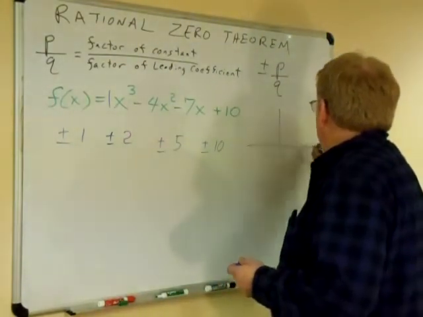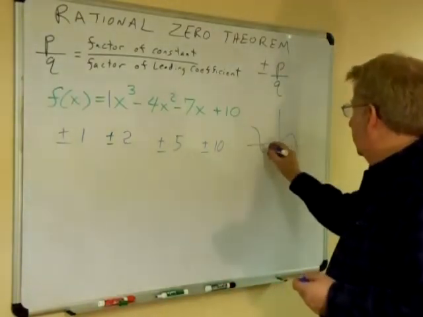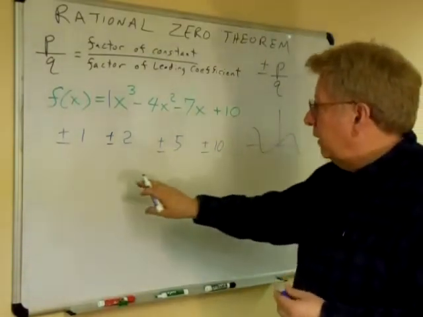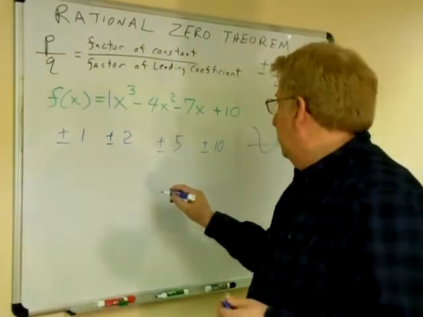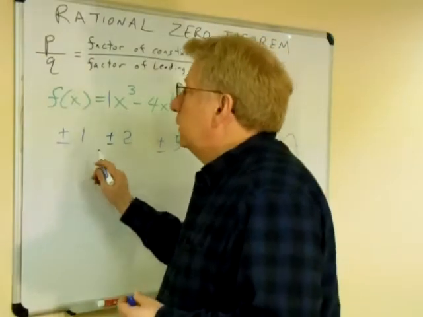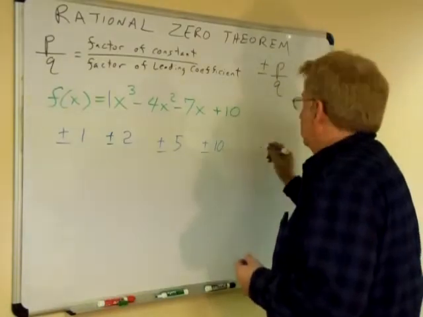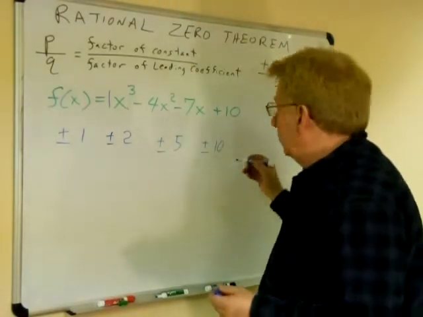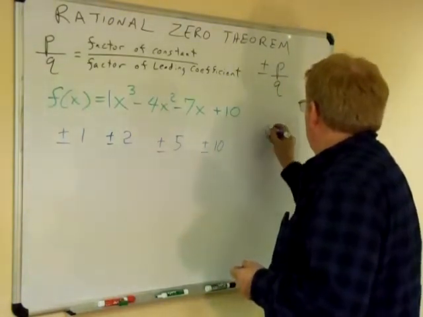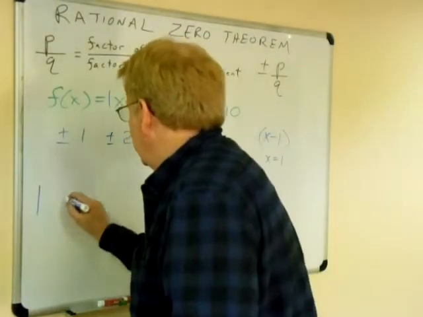So if we have some graph like this, we would look and see approximately where these x-intercepts are occurring. And then we'll test them using synthetic division. So we're going to test using x equals 1. So that's one possible factor, it would be like an x minus 1 factor. So we'll put the 1 over here for synthetic division.